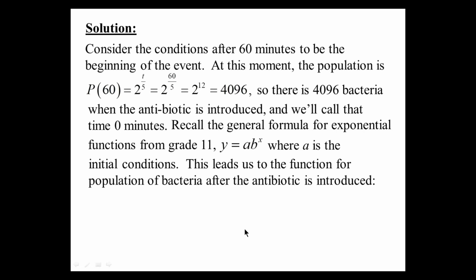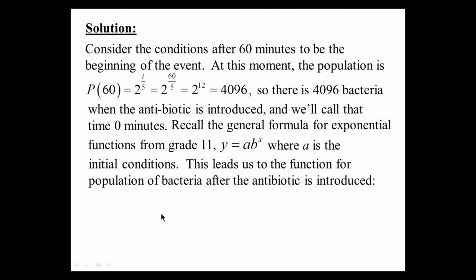Solution. Consider the conditions after 60 minutes to be the beginning of the event. At this moment, 60 minutes after the start of the whole experiment, the bacteria has been growing for 60 minutes. So the population at 60 is 2 to the t over 5, which was that function, which is 60 over 5, because it's 60 minutes, which is 2 to the 12, which is 4,096. So there's 4,096 bacteria when the antibiotic is introduced.